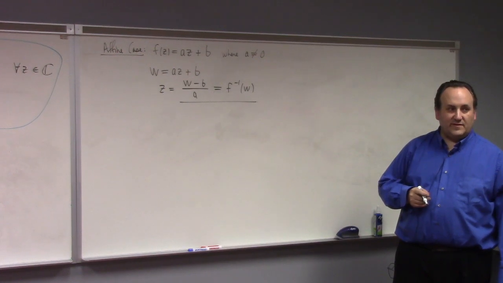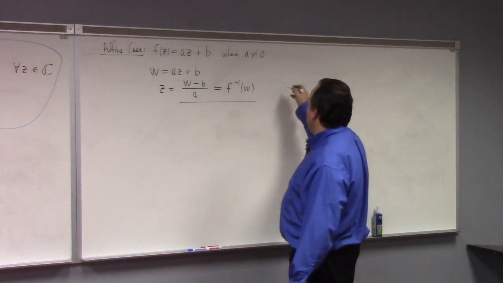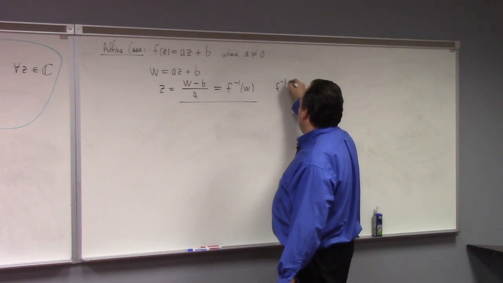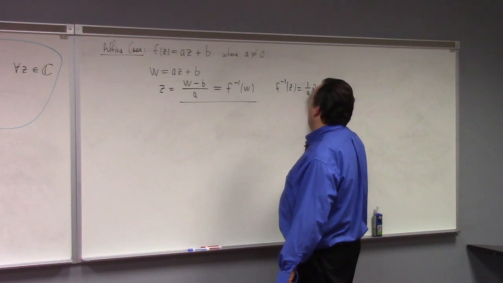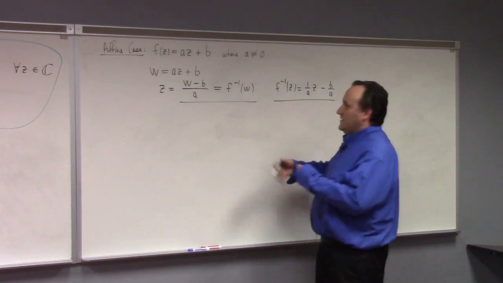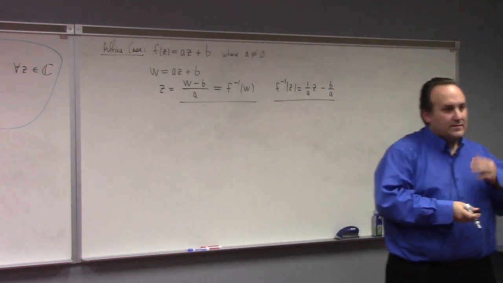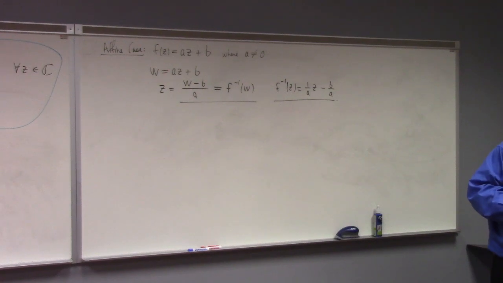So is the inverse of an affine transformation an affine transformation? Looks like it is, right? Because if I change the letter, f inverse of z, you got 1 over a times z minus b over a, right? That is, again, an affine transformation on the complex plane. So apparently the inverse of an affine fractional linear transformation is, again, an affine fractional linear transformation.